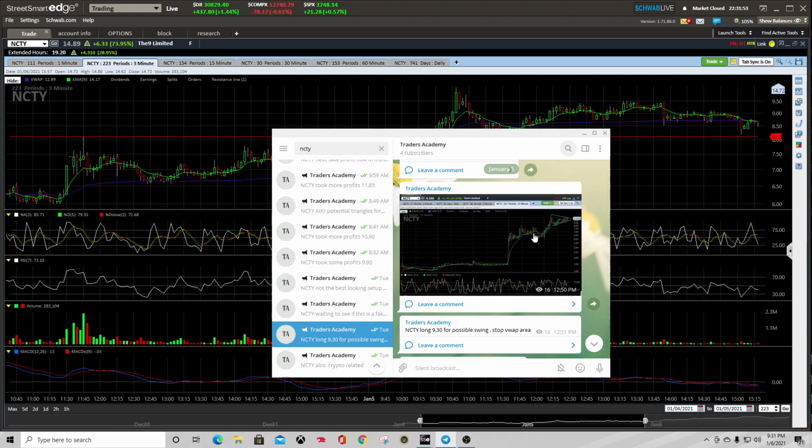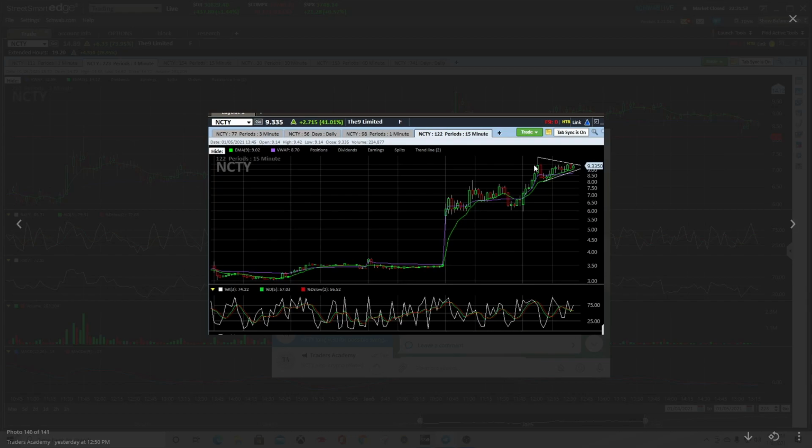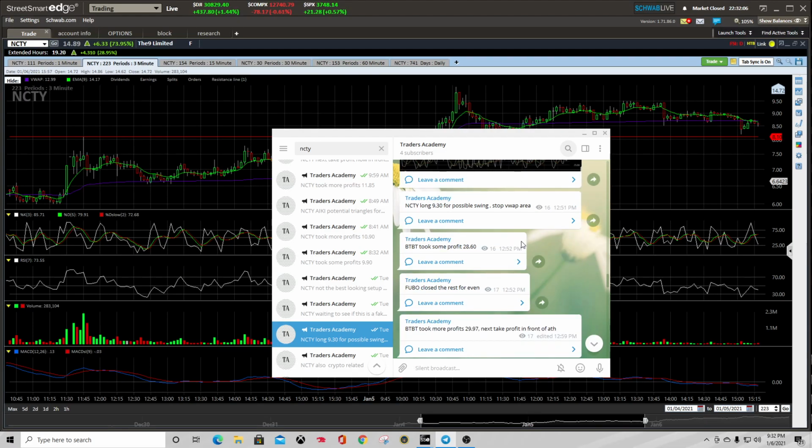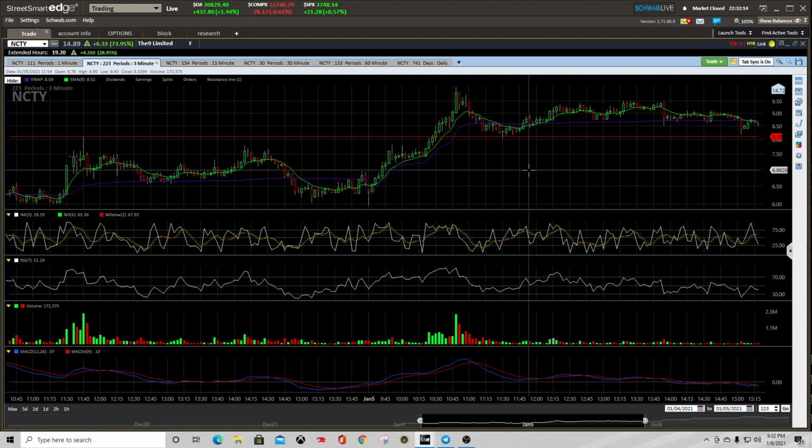And before that, I actually sent a chart in the channel so that people could see what I was looking at. So I entered at $9.30. Stop at VWAP area, 1:51. Right here. So I entered a trade on this candle right here.